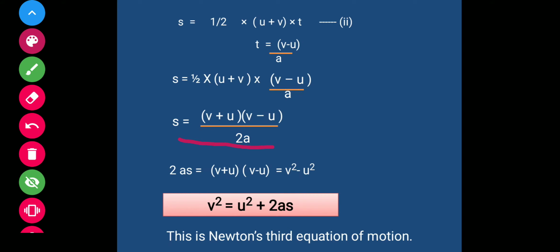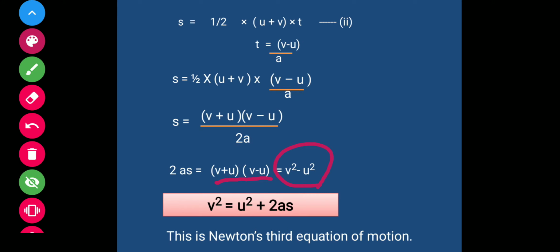Now we will shift 2a on this side. So 2as is equal to v plus u into v minus u, and that is nothing but v square minus u square. How? We learned in mathematics, a square minus b square is equal to a plus b into a minus b. We learned this formula in standard 7th and 8th in mathematics. So we get v square minus u square.